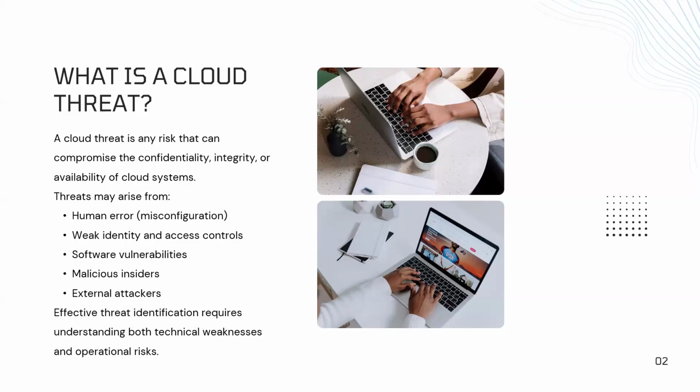Another one is weak identity and access controls. That's another type of cloud threat. If IAM is misconfigured, attackers can gain access even with strong perimeter defenses.